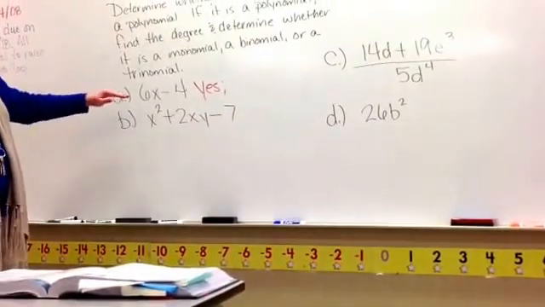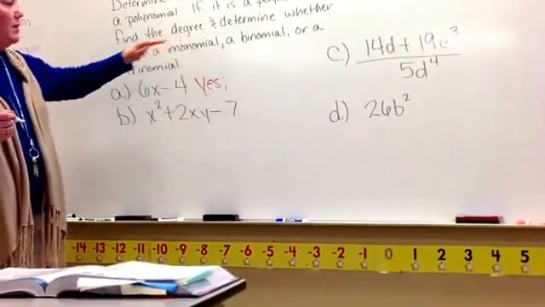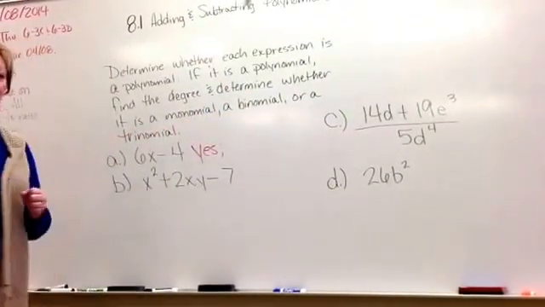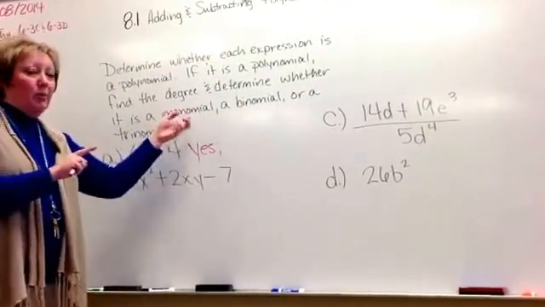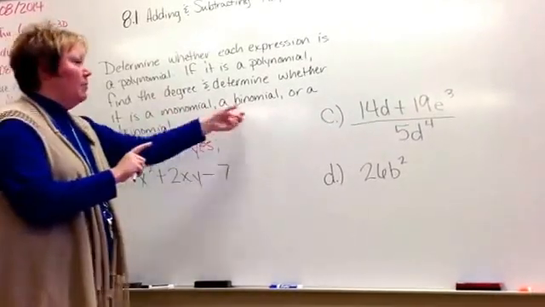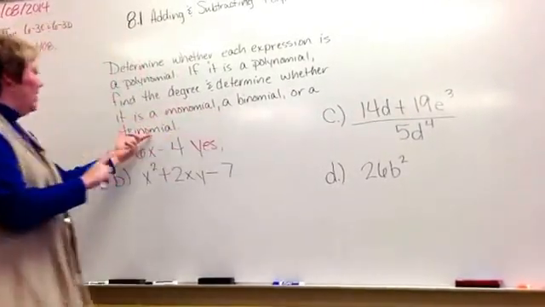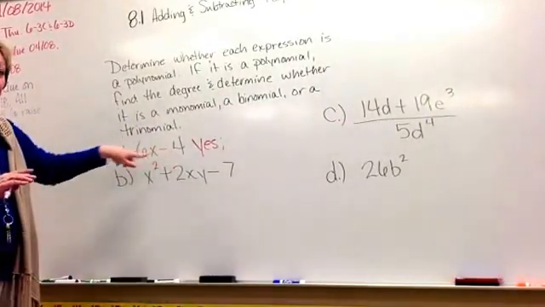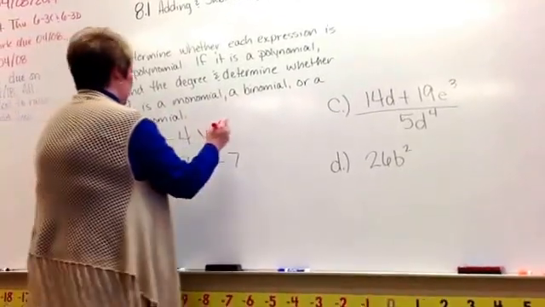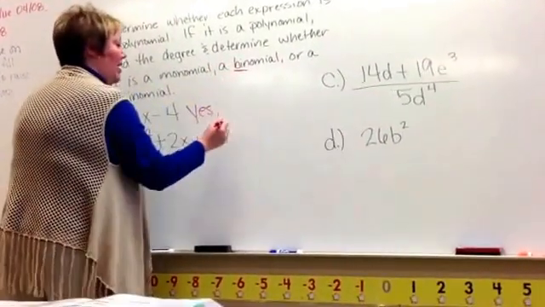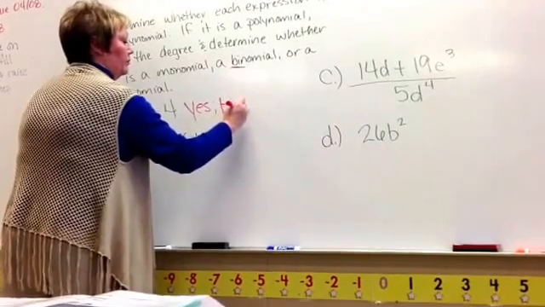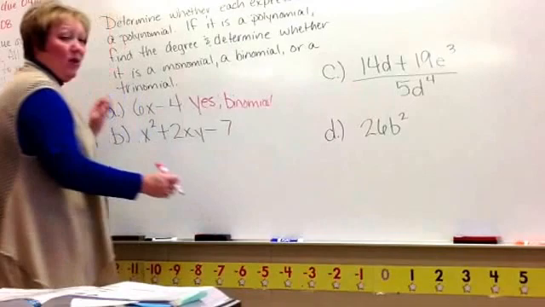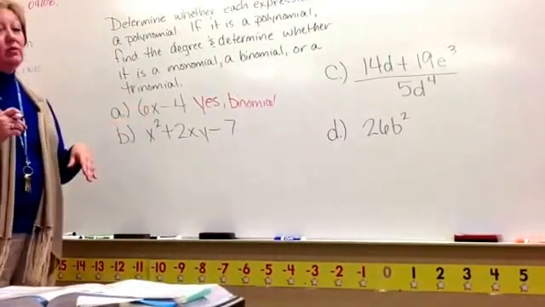I want us to determine first, before we determine the degree, is this a monomial, a binomial, or a trinomial? A monomial has one term, a binomial has two terms, and a trinomial has three terms. How many terms are in this problem? Two. So this is a binomial. Think about a bicycle. A bicycle has two tires. A binomial has two terms.